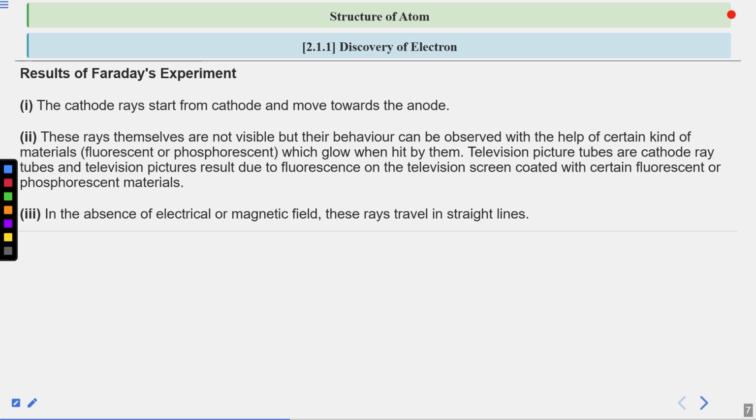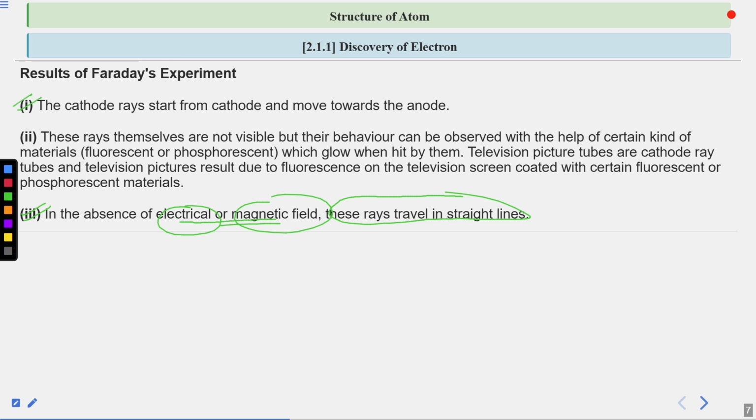Now, what will happen in the absence of electric and magnetic field? These rays travel in a straight line. So in the previous diagram, you can see very clearly that it was starting from the cathode and moving straight to the anode. So they travel in a straight line until and unless we supply an electric field or a magnetic field. Now we will study this point, and you will get a clearer picture of it when we study J.J. Thomson.